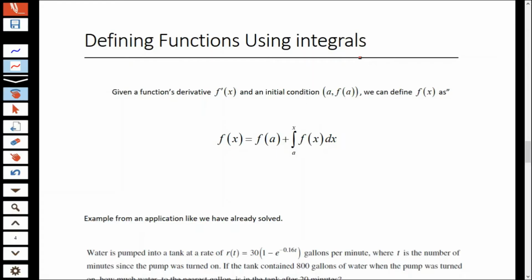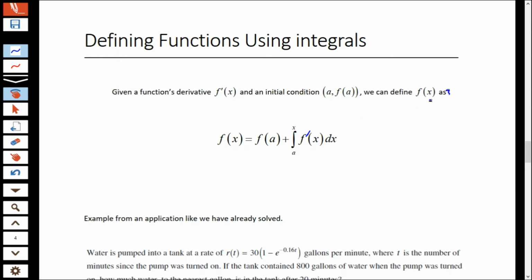All right, ladies and gentlemen, today we're going to be talking about defining functions with integrals. This is something that we solved problems without doing this before, but I just wanted to show you that it's possible. If you're given a function f prime, sorry, that should be f prime right in there, and an initial condition, a comma f of a, so that's like, at a we know what the y value is, whether that's 0 or whatever.